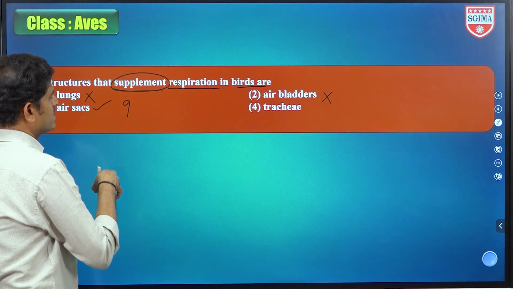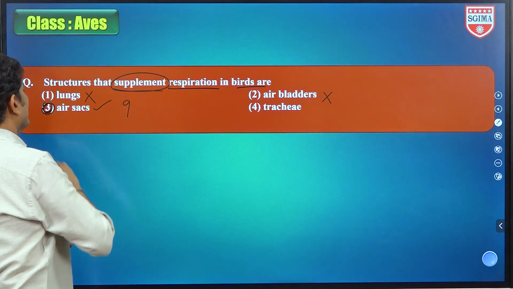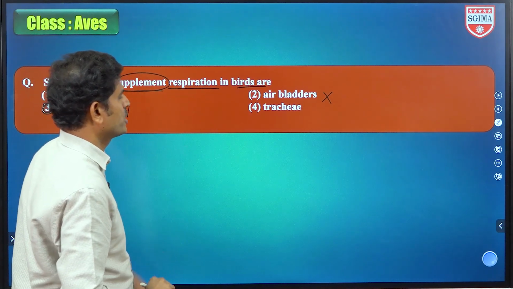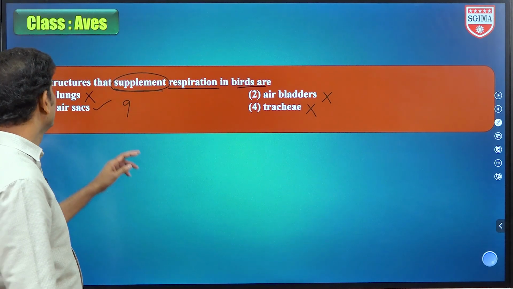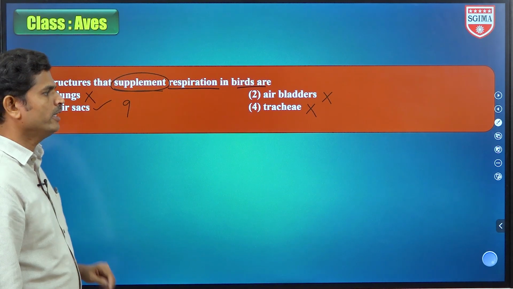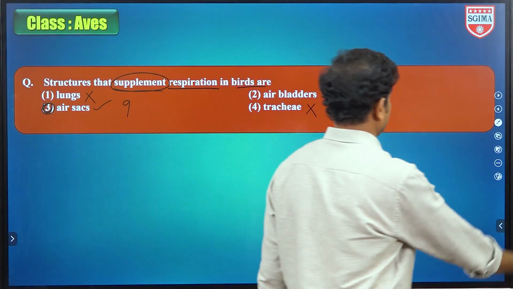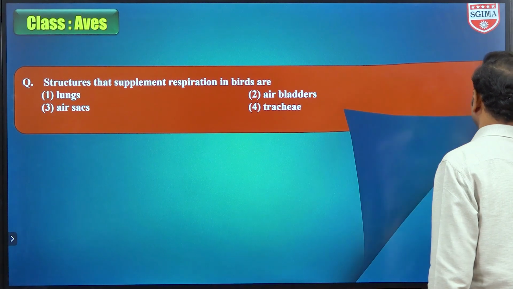Now only we discuss this one. So this is the correct option. Air sacs supplement the respiration. And trachea, trachea is not going to supplement the respiration. So the correct option is the third one, that is nothing but air sacs. Let us see that next.